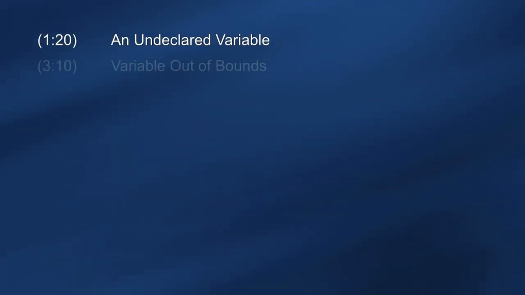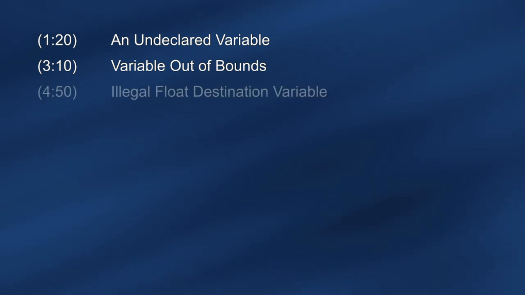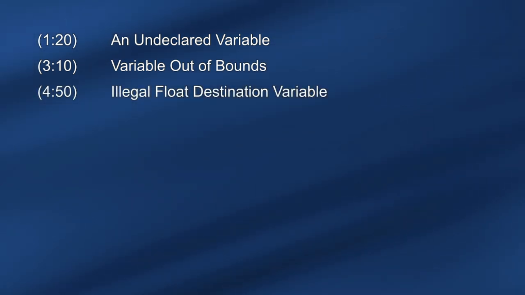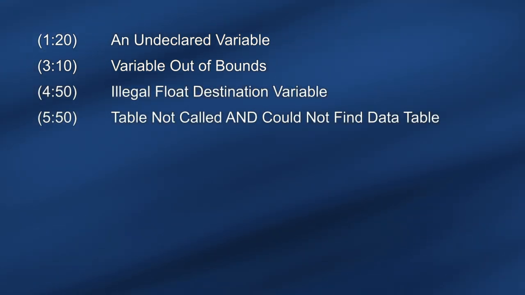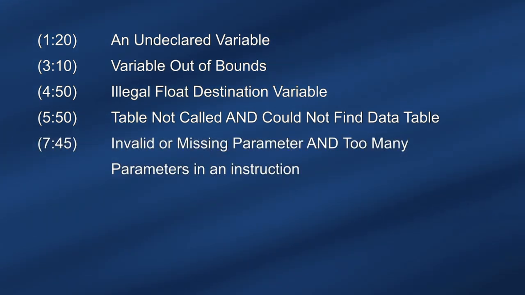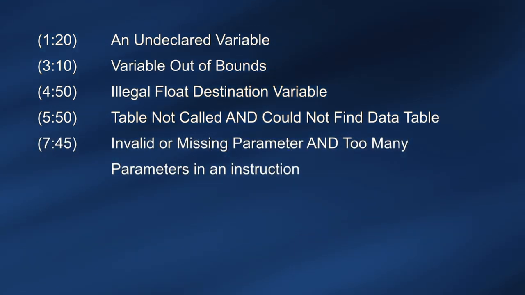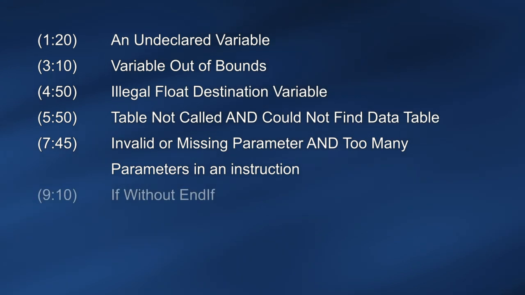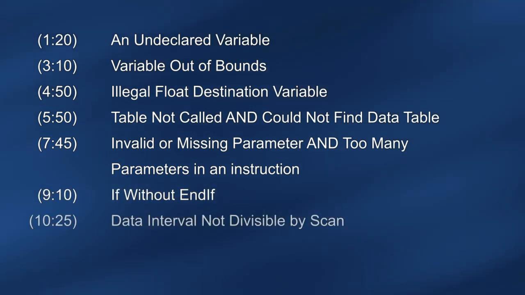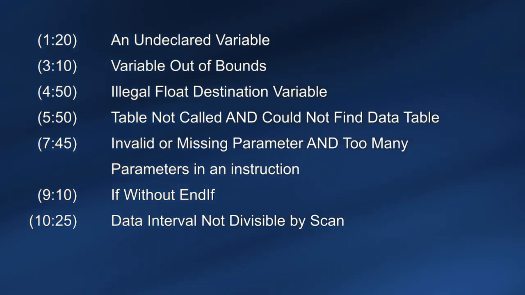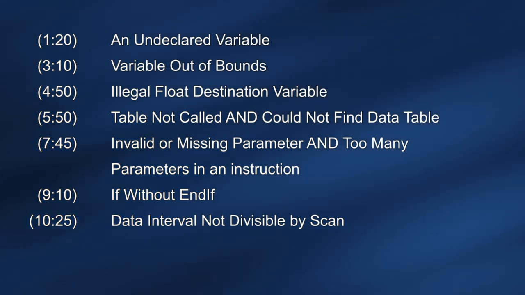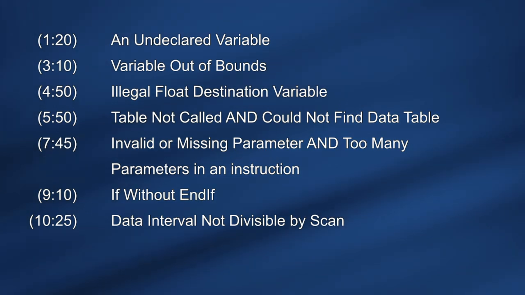In this tutorial, I'll demonstrate some common programming errors such as an undeclared variable, variable out of bounds, illegal float destination variable, table not called and could not find data table, invalid or missing parameter, and too many parameters in an instruction, if without end if, and data interval not divisible by scan. Use the slider below to jump to a particular section. The numbers in parentheses at the left here give you the approximate time each segment starts.